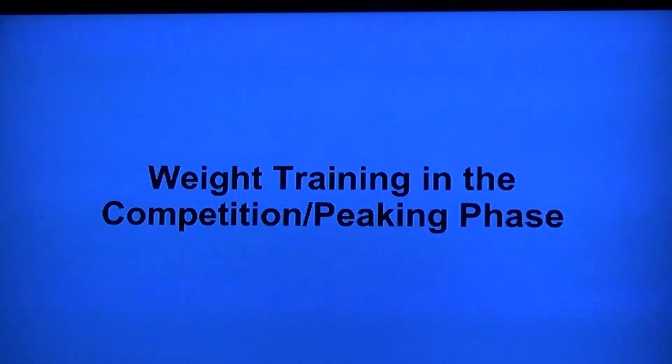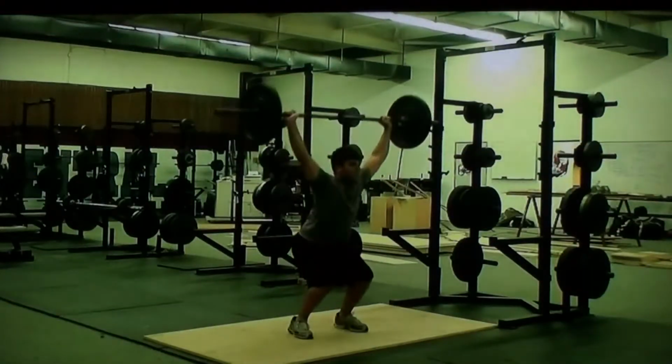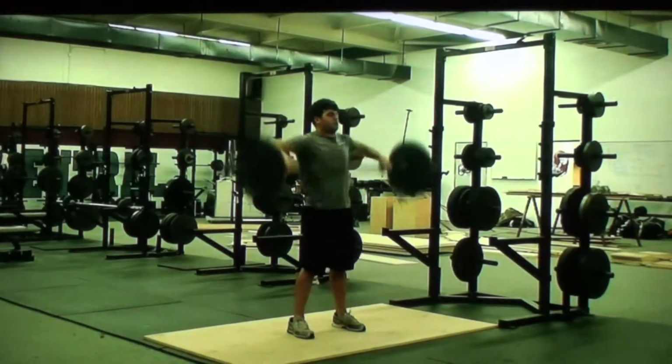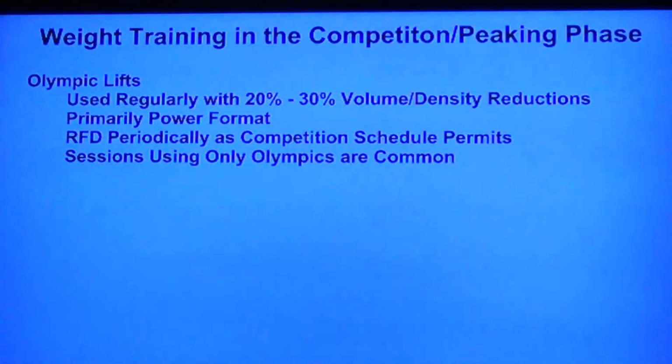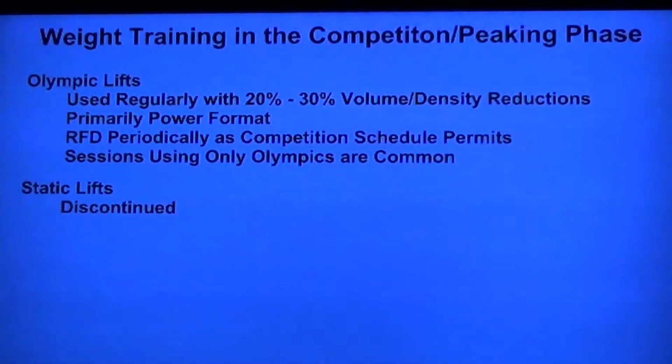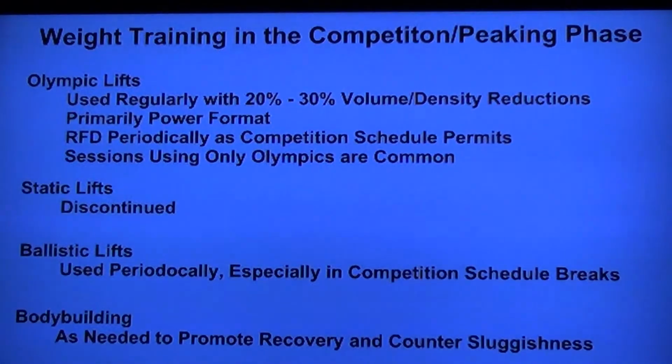In the competition phase, peaking is a prime concern. Olympic lifting sessions continue, but volumes and densities decrease. The power format is used most frequently, but in the absence of regular competition, rate of force development sessions can be used. Sessions consisting only of Olympic lifts are common in this phase. Static lifts are not done. Ballistic lifts are used, particularly in the absence of regular competition. Bodybuilding is done as needed to maintain endocrine support and battle sluggishness.